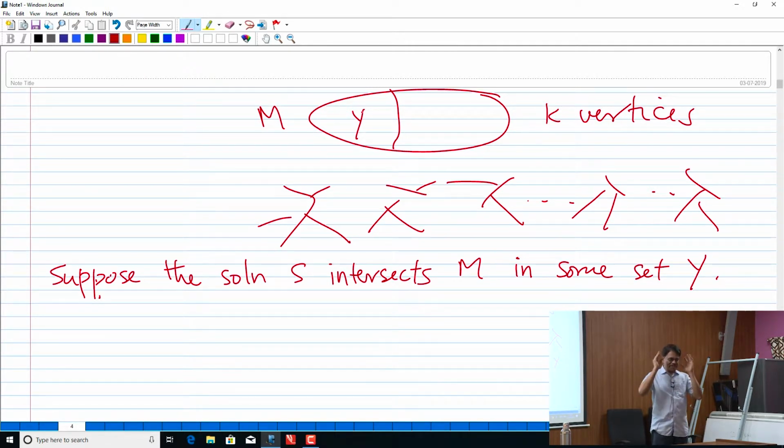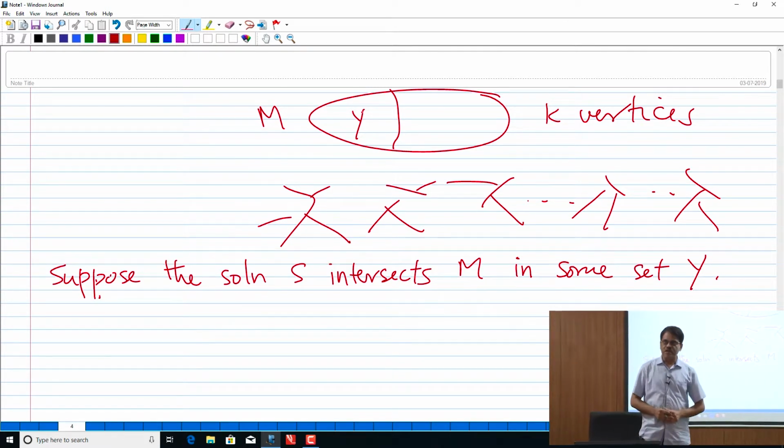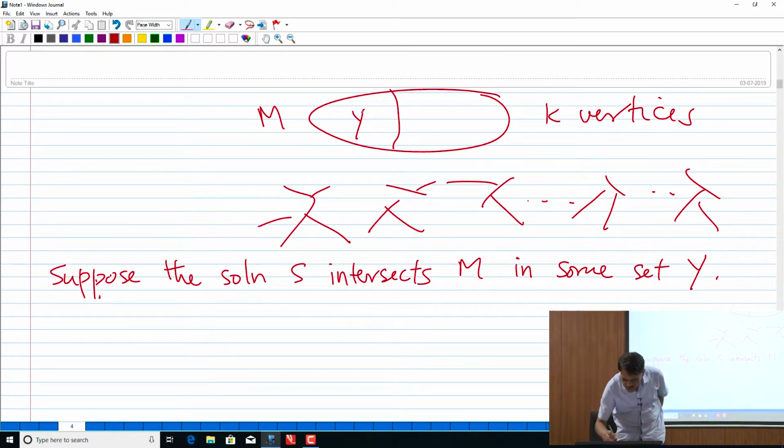But once I fix, and let's say I decide somehow that S intersects M exactly at Y, I think the rest of the problem is easy now. Let's see why. I'm trying to build a minimum vertex cover. Somehow I made a guess and said it intersects M in this set Y. That means the remaining vertices, M minus Y, are not in my solution. If it doesn't work, I'm going to try a different possible set Y and keep trying all possibilities.